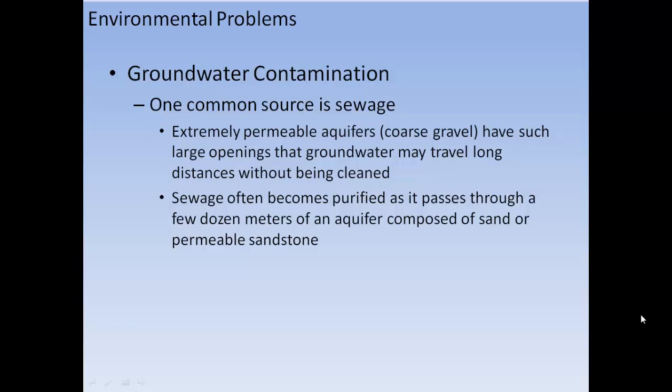One common source of groundwater contamination is sewage. Extremely permeable aquifers, like coarse gravel ones, have such large openings that groundwater may travel long distances without being cleaned. Sewage often becomes purified as it passes through a few dozen meters of an aquifer composed of sand or permeable sandstone.